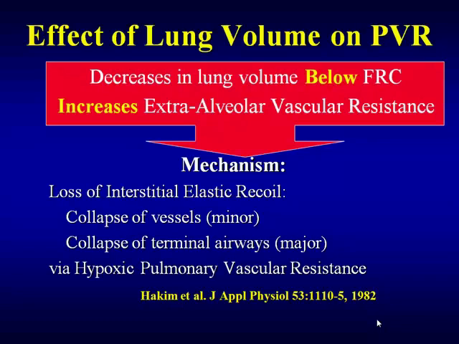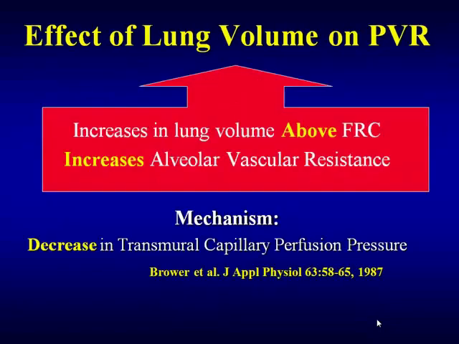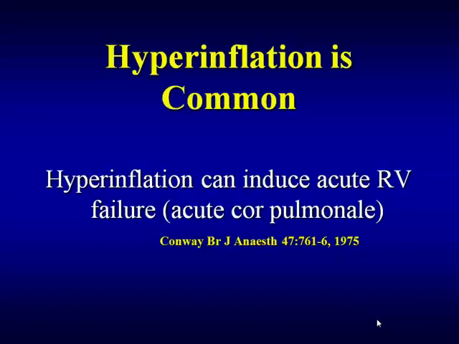Decreases in lung volume below FRC were nicely shown by Hakim many years ago to be due to hypoxic vasoconstriction. And Roy Brower subsequently showed that increases above FRC cause the increase in capillary resistance. So these are the papers that documented what I just told you. Is this important? Absolutely.